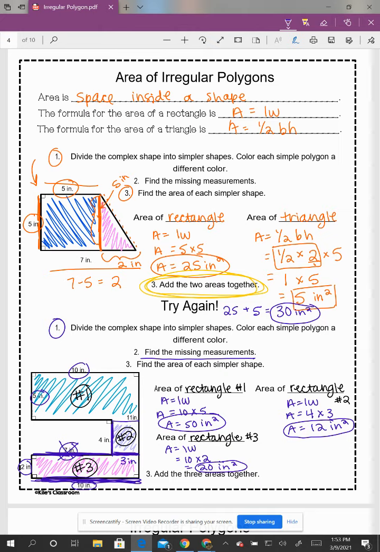Now step number 3, actually should be step number 4, tells me I need to add all 3 areas together. So take your 50, your 12, and your 20. Let's see what we get. I got a total of 82 inches squared. If this is not the answer that you got when you attempted on your own, try it one more time. Follow step by step. If you have any questions, remember, you can always message your teacher on Canvas.